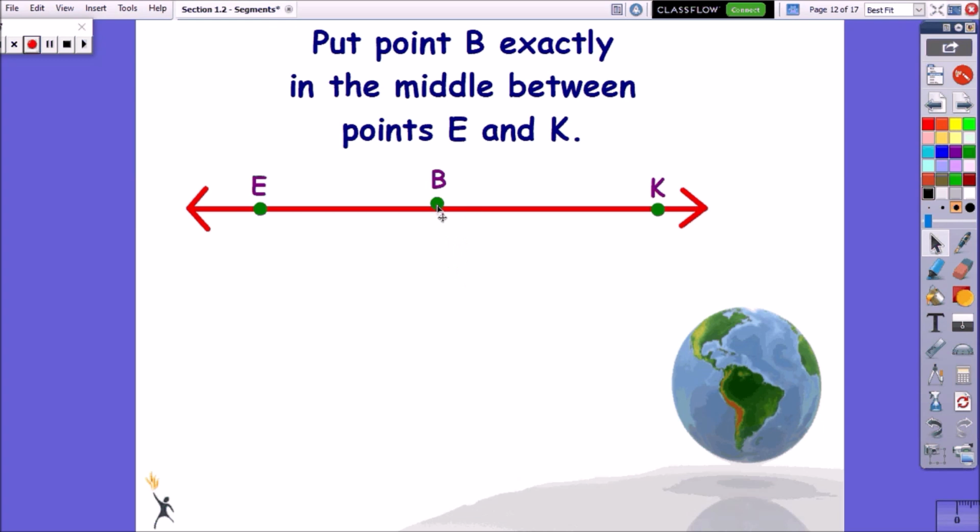So what we can do is, you might go, does right here about look like the middle? And some of you are like, yeah, I think that looks pretty good. Would you say right here's the middle? And I would start to be like, I think that's way closer to E than it is to K. So at some point, you're just going to have to find a general middleness. So let's say somewhere in here. Does that look like it's exactly in the middle? And right now, geometrically, I can't verify that that's exactly in the middle.